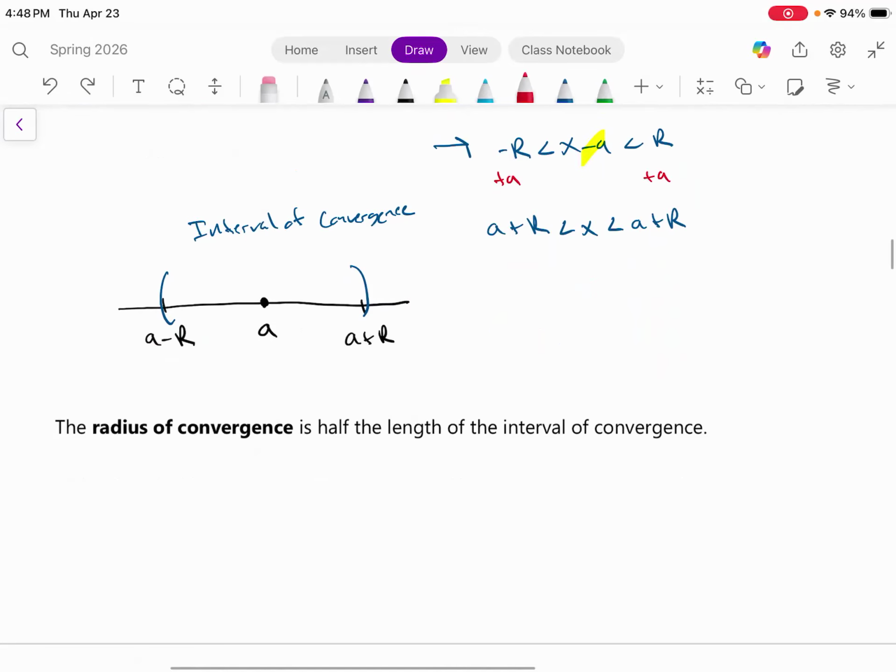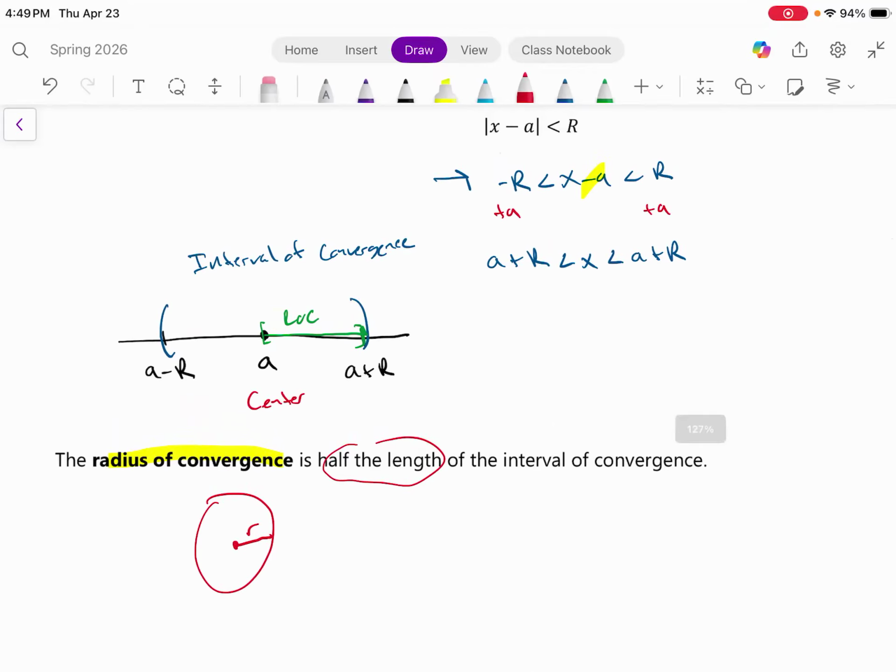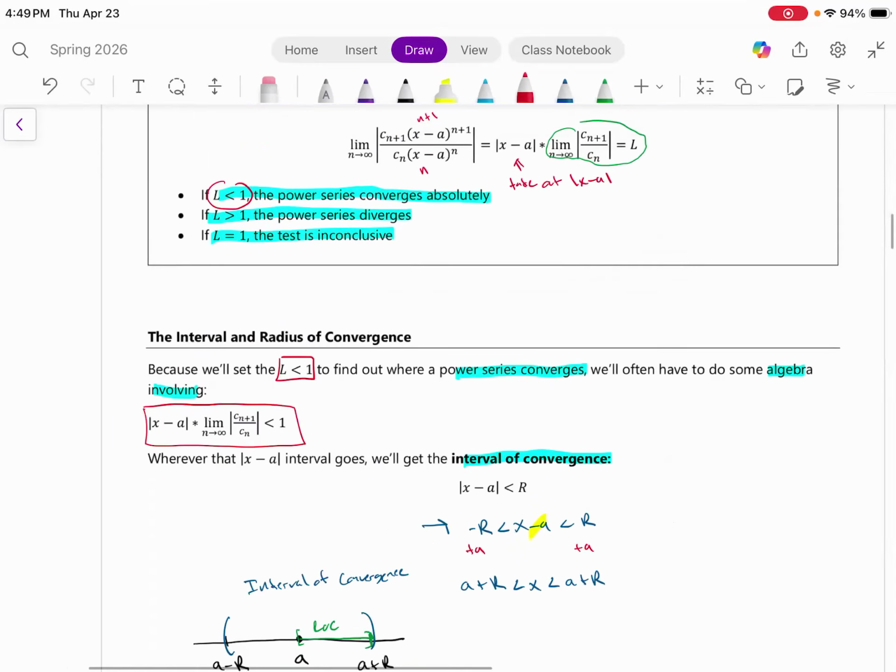Then one last thing to talk about is the radius of convergence. That is just the half length of the interval of convergence. Think about it like a circle: the radius is half the distance across, from the middle to the edge. So from here to here is the radius of convergence, and a is your center, just to make sure we're clear on that. That's the setup with the ratio test and using it for interval and radius of convergence.